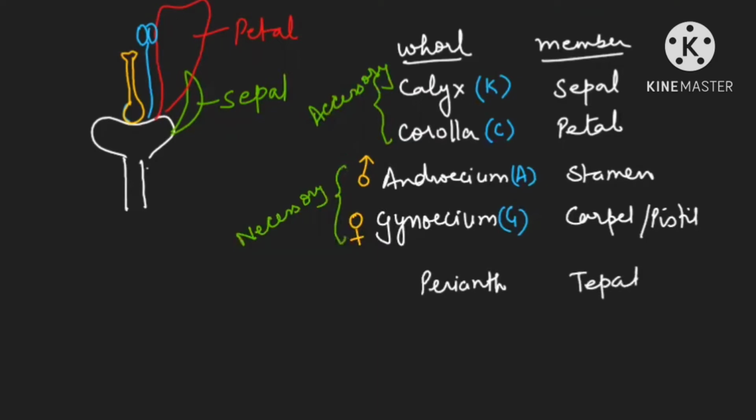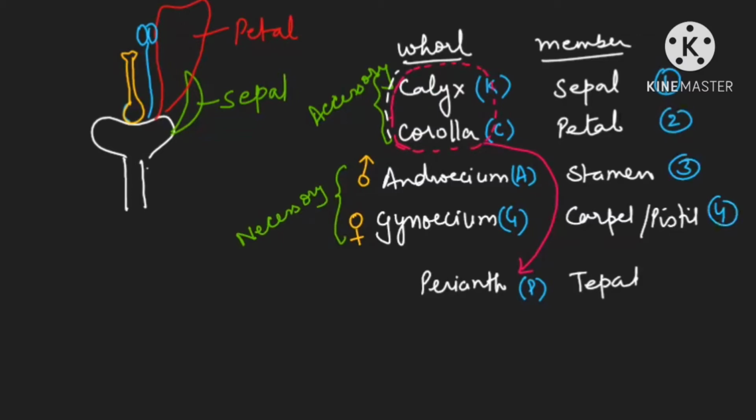So when calyx and corolla are not clearly visible, in place of this you are finding one whorl that is known as your perianth. And the member of the perianth is known as tepal. So you are using the symbol P. Basically, only four whorls are there. Please remember, don't confuse. This is the first whorl, second whorl, third whorl, and fourth whorl. Only four whorls are there.